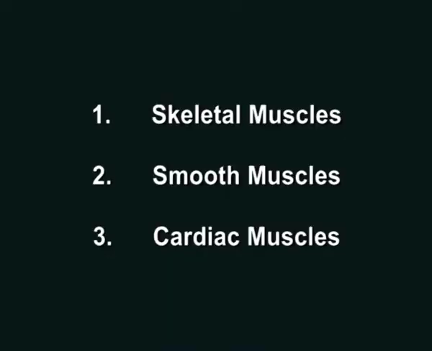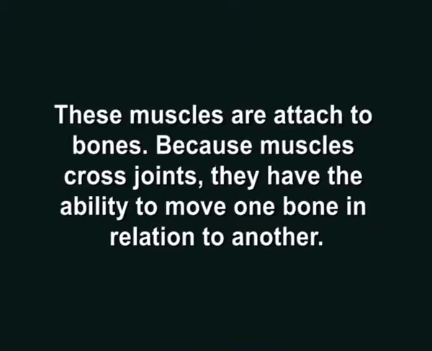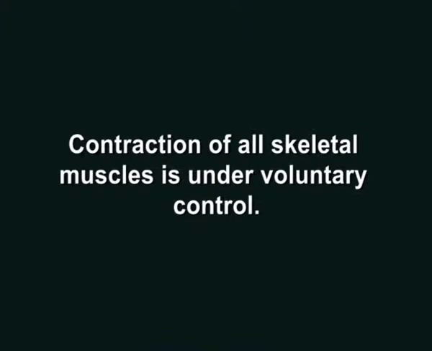Muscle is capable of contracting to a great extent, producing movements. There are three kinds of muscles: skeletal muscle, smooth muscle, and cardiac muscle. First, skeletal muscles. These muscles are attached to bones. Because muscles cross joints, they have the ability to move one bone in relation to another. Contraction of all skeletal muscles is under voluntary control.